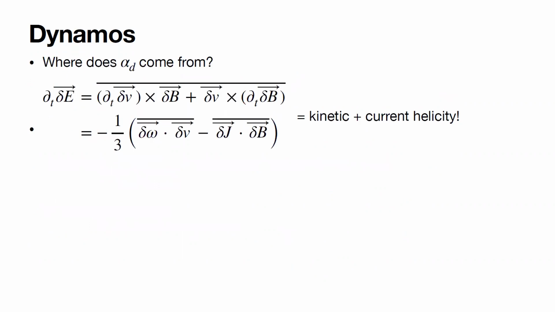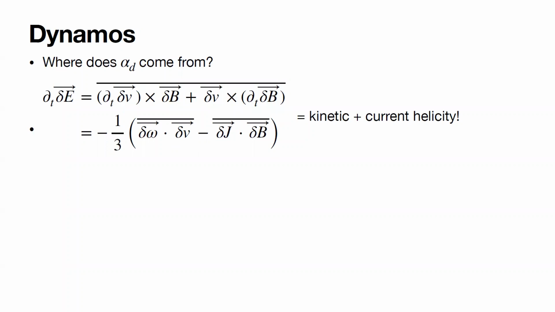And so you do that, and you do the math, you turn the crank, and what you end up with is very cute. You've got two terms. The first one: delta omega, if you forgot, was the curl of V, the vorticity, right? So delta omega dot delta V. Remember, omega dot V is the integrand for kinetic helicity, right? So it's the small scale kinetic helicity, minus delta J dot delta B. This one, hopefully you remember, is the small scale current helicity. So that's the answer, right?